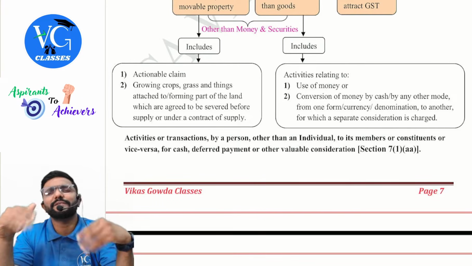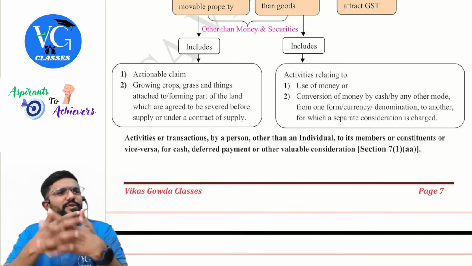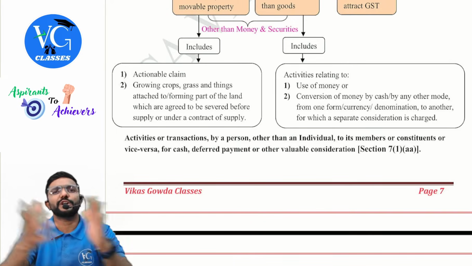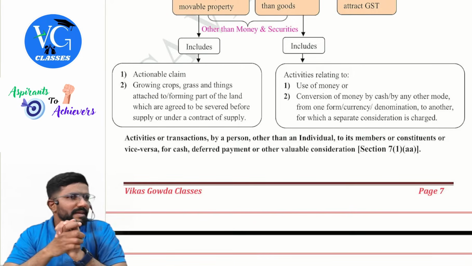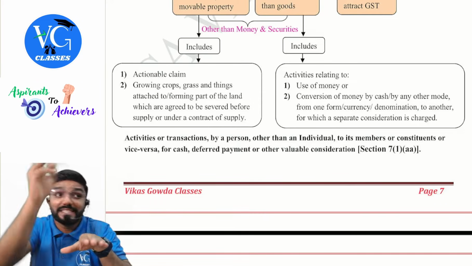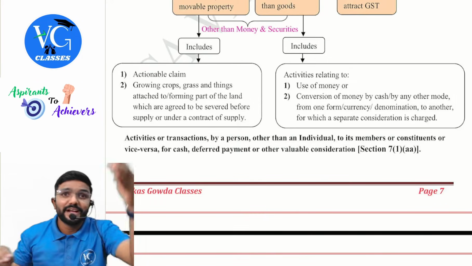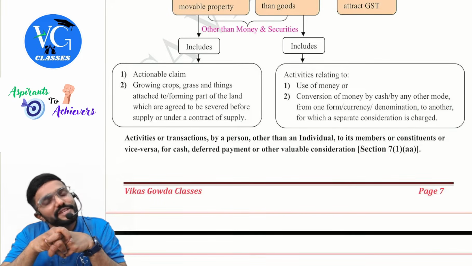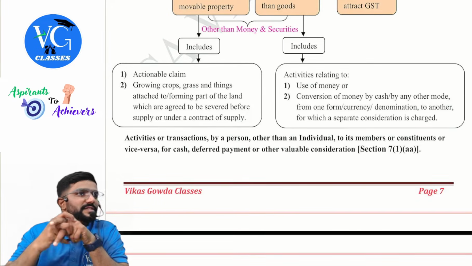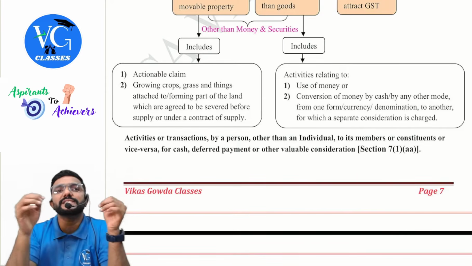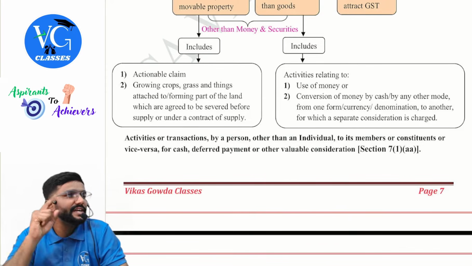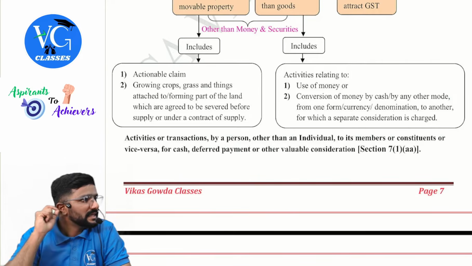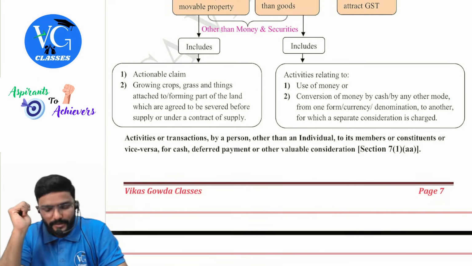Is that clear? Or else I went to an authorized dealer. I want him to convert my 10 lakh rupees into US dollars. He converted. Is the conversion itself a service? No. But he is giving a service of conversion. He charged me 2000 for this. Is this a supply of service? Yes. Converting from one currency to another and charging me a separate consideration is a supply.